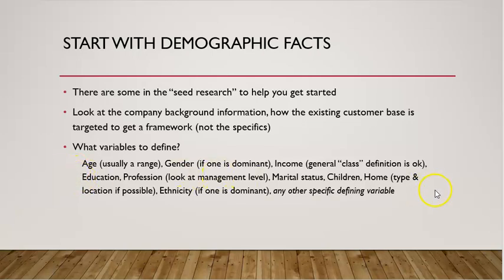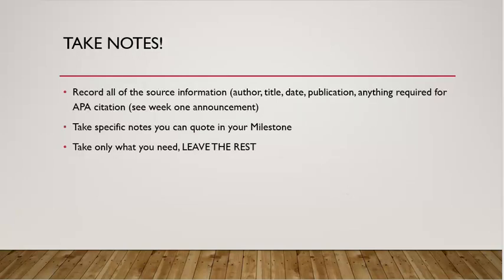Education level, profession, marital status, children, the type of home that the person lives in, and the location, if that's meaningful or possible to understand. Ethnicity, if one is particularly important, or any other specific defining variable that you can usually put a discrete answer to, okay? So again, you've got that starter research to help you out, but you're going to have to do some on your own.